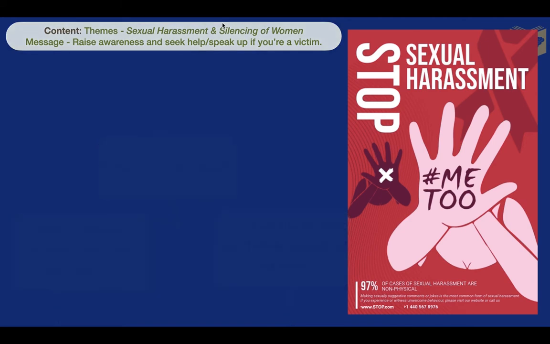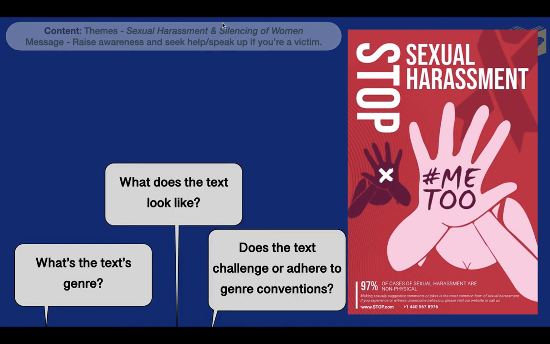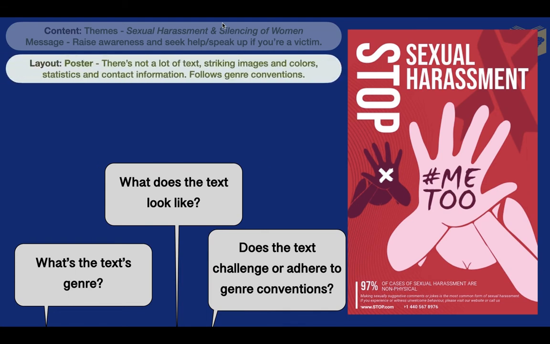Next, I consider the L in Clapstone, the layout. What does the text look like and what is its genre? Well, it's clearly a poster and there's not a lot of text. There are, however, striking images and colours, as well as statistics and contact information. All of these elements follow typical genre conventions for a poster. Again, I make sure to write my notes.